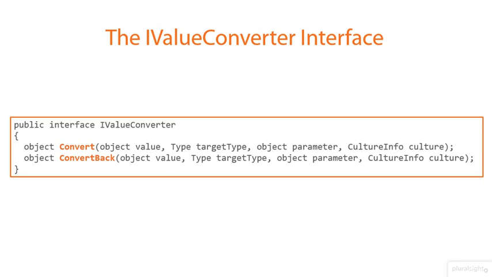The ConvertBack method is only used when we use a two-way binding, so to convert the data flowing from the target to the source. In this method, we would then write code where we remove the currency sign again, so that the value can again be stored in an integer property.